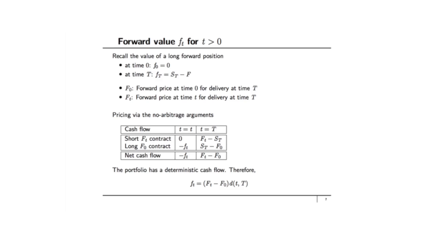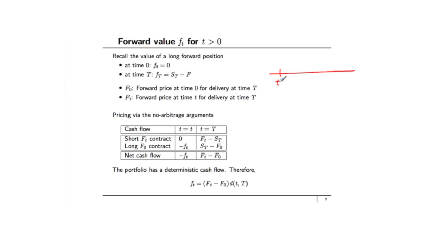Now we want to construct f sub little t, for time t which is not 0 or capital T. And we're going to do this using two different forward contracts. So let F0 denote the forward price at time 0 for delivery at time capital T. So here's what is going to happen.